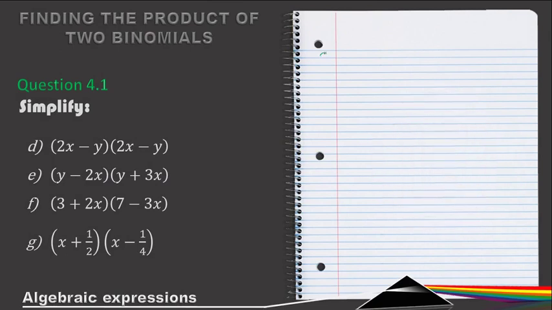Okay, so for D, I get 4x squared minus 2xy. Then for y multiplying both, we get negative 2xy plus y squared. Just simplifying this, we've got 4x squared minus 4xy, because this is minus 2 minus another 2, plus y squared.